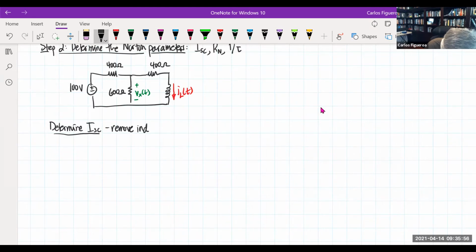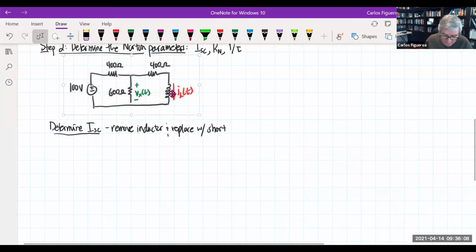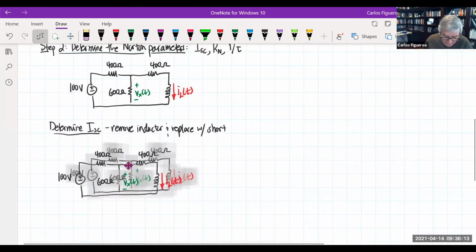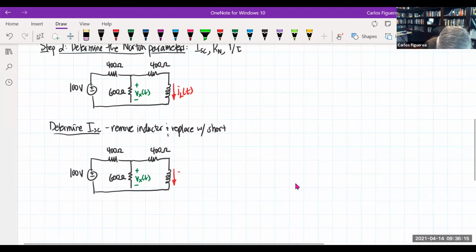Remove the inductor and replace it with a short. If I do that, I'm going to have this circuit right here. I'm going to copy this just to be fast. And I have this circuit here. Now I don't have an inductor here. What I have here is a short, and this current is going in this direction. That's I short circuit.